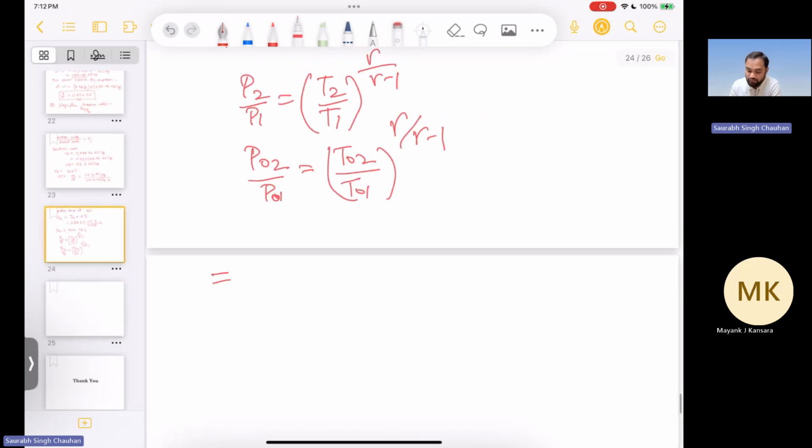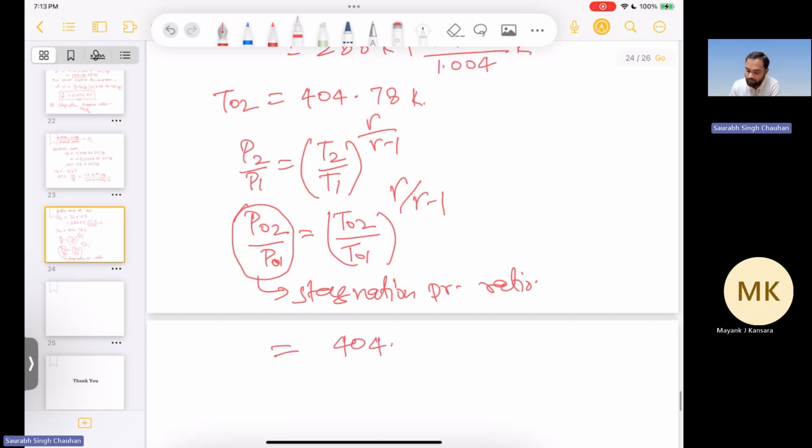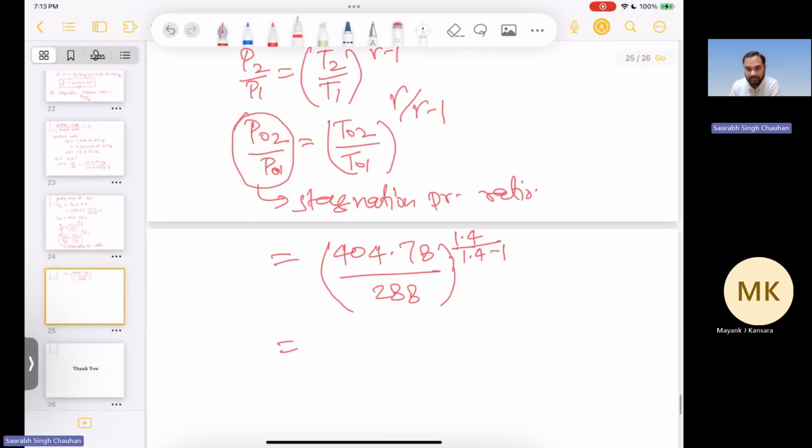And P02 by P01 is the stagnation pressure ratio that you have to calculate. T02 you have just got, it is 404.78, and T01 was 288 Kelvin, to the power gamma, let us assume 1.4, divided by 1.4 minus 1. Okay, so again, if you calculate this value, it comes out like this.